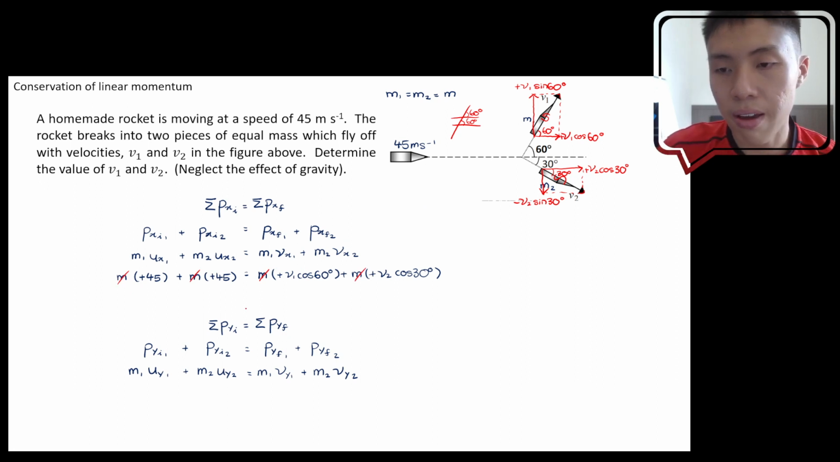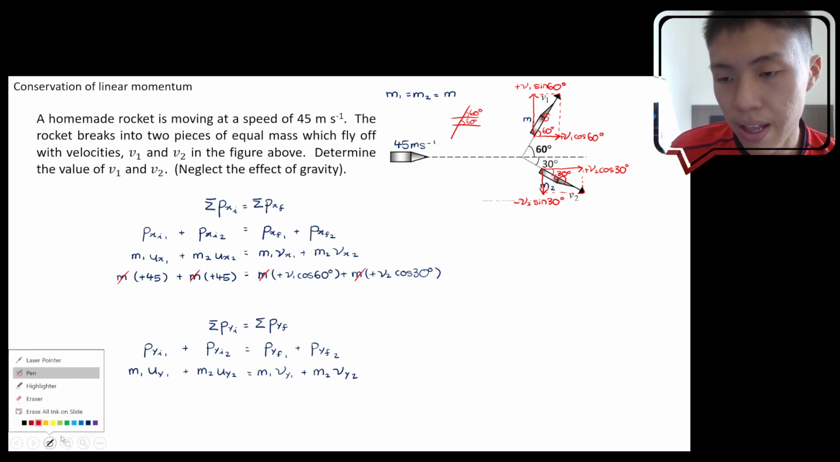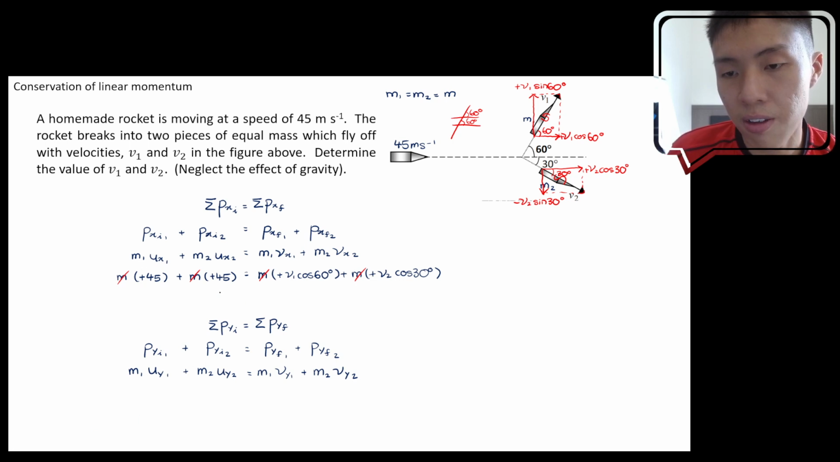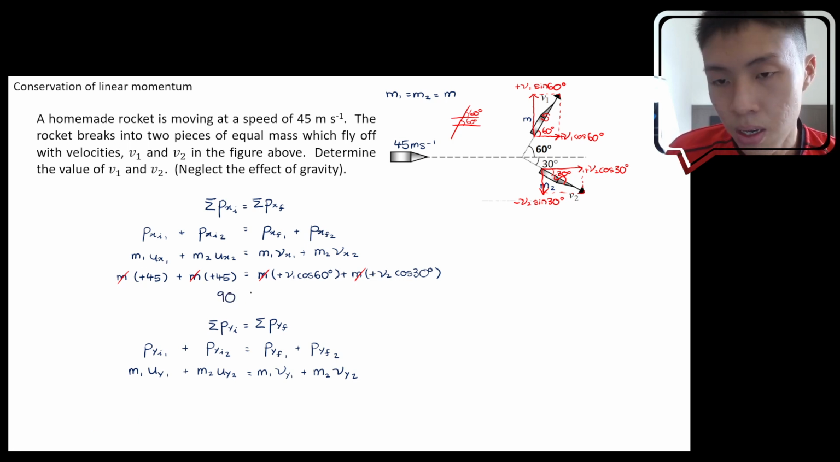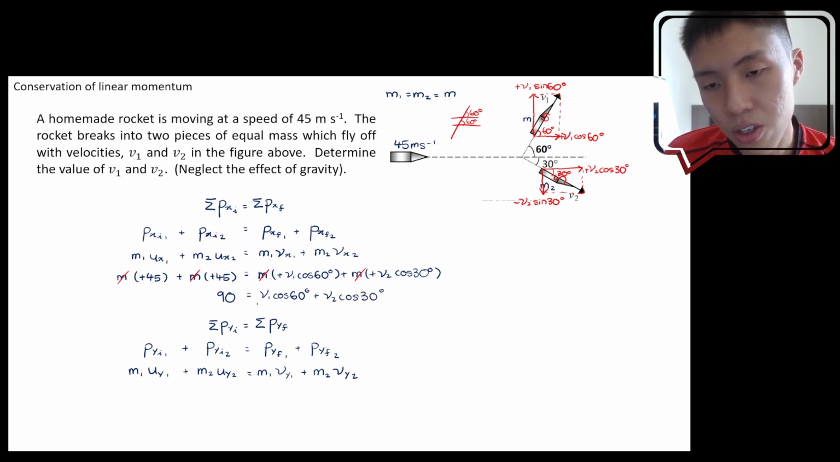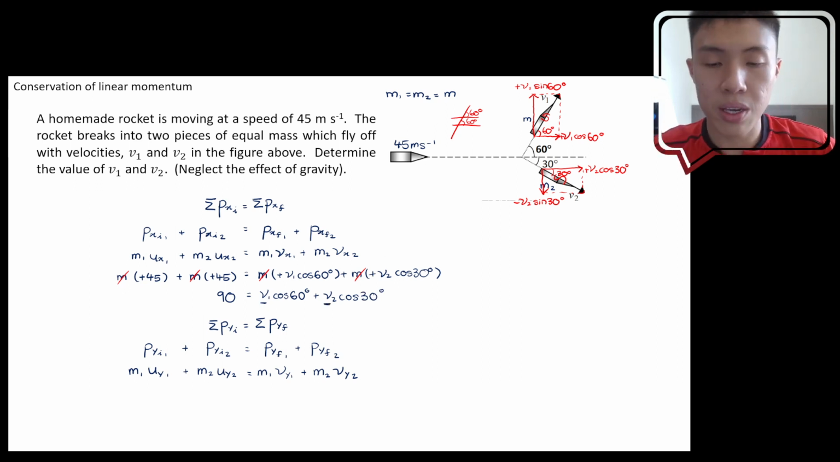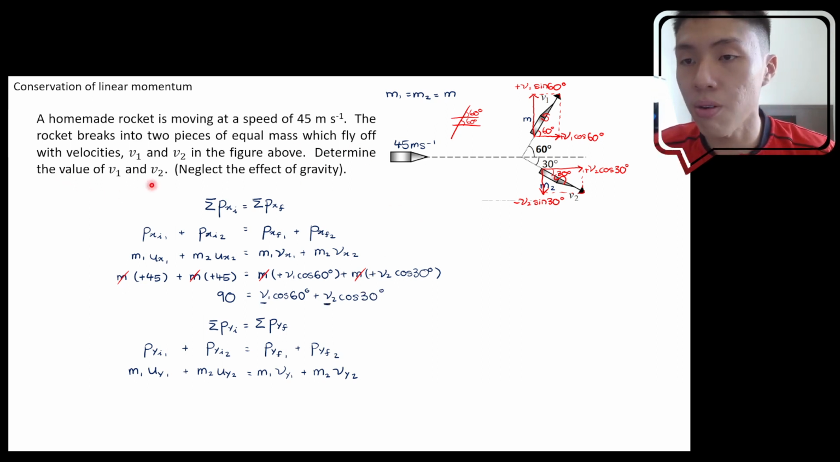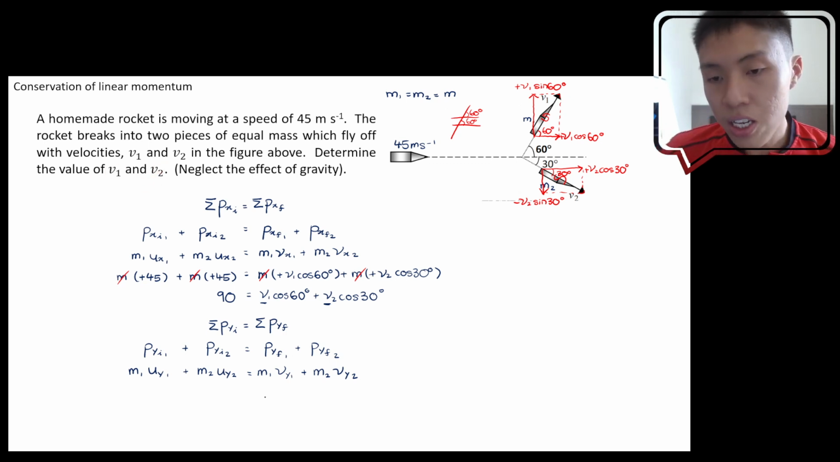So now what you are left with on your left hand side is 45 plus 55, that is 90. On the right hand side, you have cancelled the m, so you are now left with v1 cos 60 degree plus v2 cos 30 degree. Okay, so right now there are two unknowns over here, v1 and v2, and that is actually what they want us to determine, the values of v1 and v2. So let's continue with the y component.